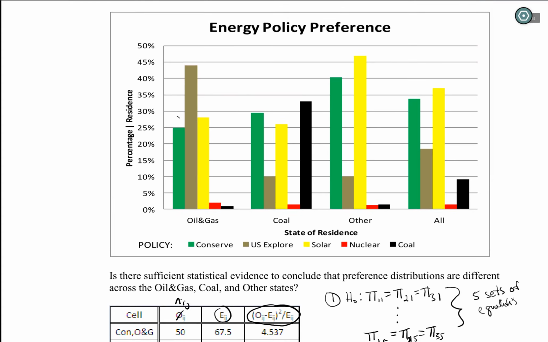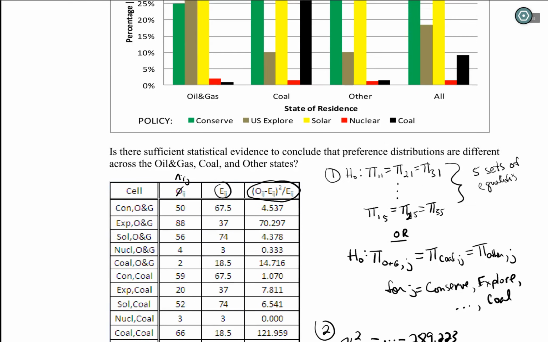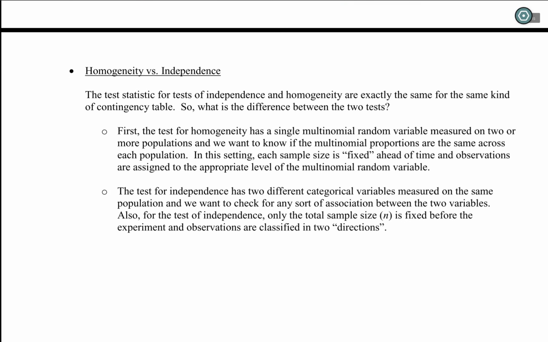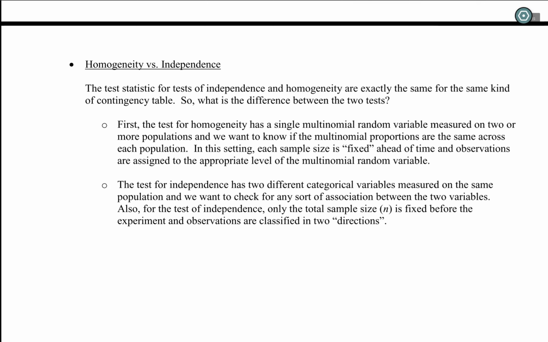Okay, this wraps up test for homogeneity. Here on this last page, I've kind of spoken to the differences between homogeneity and independence. You'll want to read this again, make sure you understand that they have the same test statistic, but the null hypotheses are different, and the way the samples are generated and contingency tables are generated are different. So just be aware of that. Okay, that is our module on categorical data.